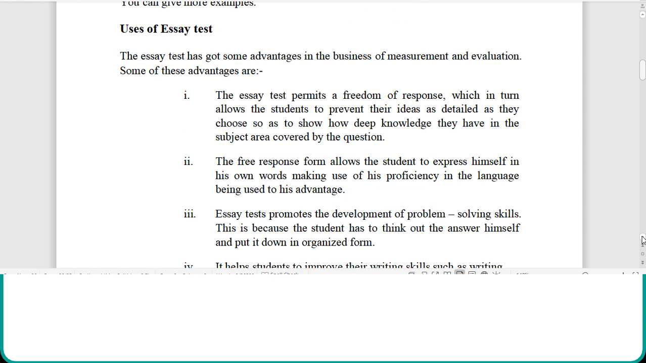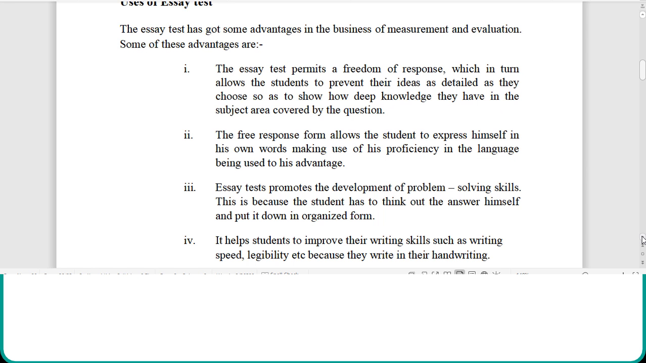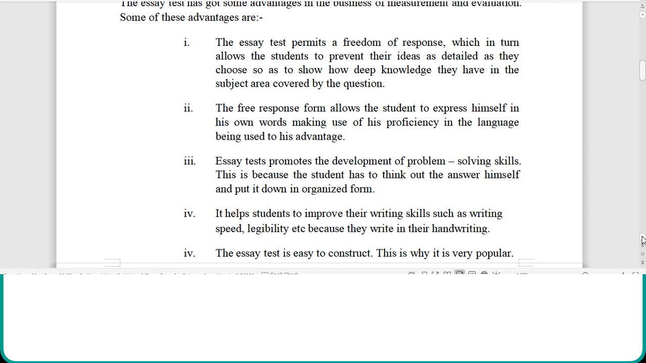So what are the uses of the essay type test? The essay test has some advantages in the business of measurement and evaluation. These advantages are, number one, the essay test permits a freedom of response, which in turn allows the students to present their ideas in as much detail as they choose, so as to show how deep their knowledge is in the subject area covered by the question.